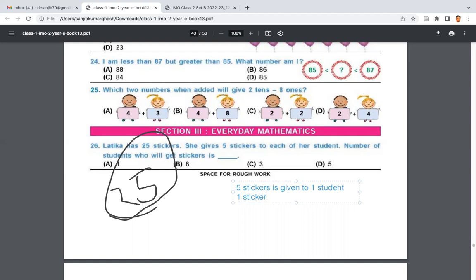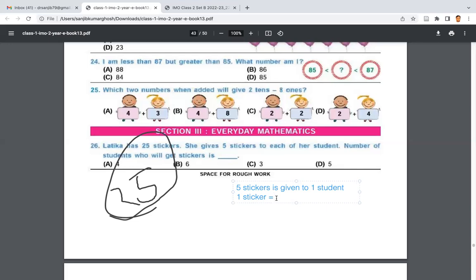Shuanshu, tell me. Tell me again, Chuanshu. 5. Yes, will you divide or multiply? Okay. Is 1 sticker less than 5 stickers or more than 5 stickers? Less than 5 stickers. Very good. So what will you do? Will you divide or multiply? Okay, this is divide.